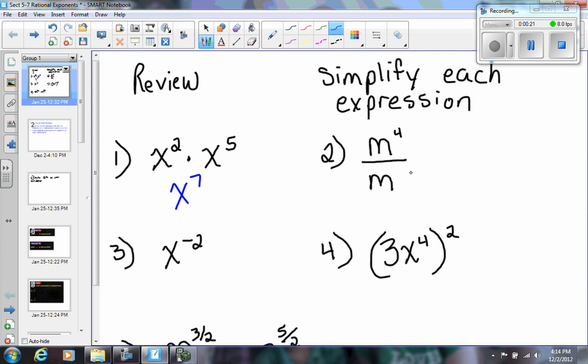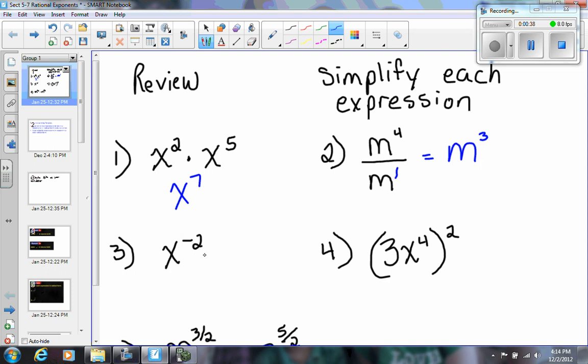When you're dividing and the bases are the same, you subtract the exponents. So in this case, we would have m to the third power. Also, remember, you can think of canceling out this m with one of these m's in the numerator, which leaves m to the third power.